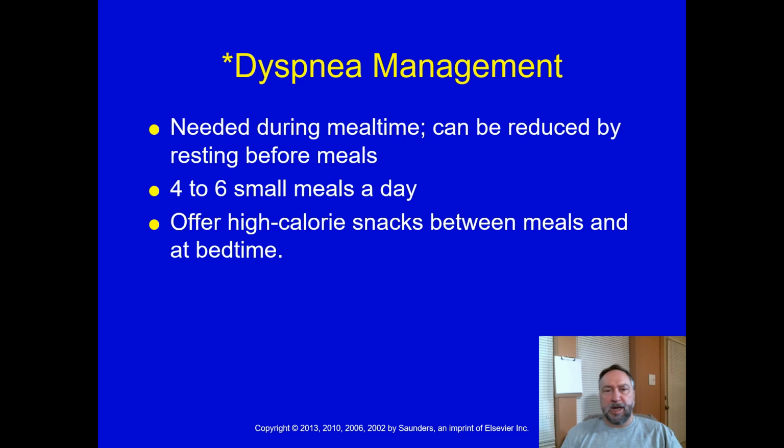Okay, so you're going to need to manage their dyspnea during mealtime. It can be reduced by resting before meals. Four to six small meals is often preferable to trying to eat some large meals. This takes a little bit less effort, but then you're going to have to eat more often, because you don't skip on the calories. Offer high calorie snacks between meals and bedtime, right? So they need the calories. People don't usually complain about that.